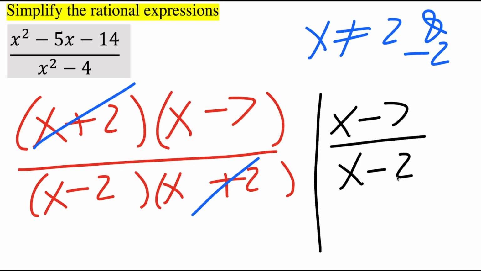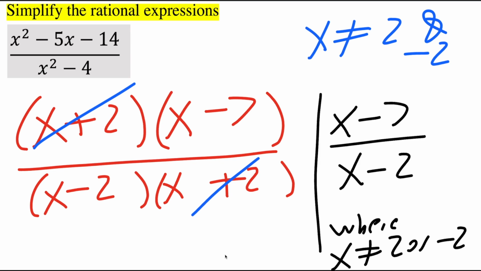And then we have to state the restriction, where x does not equal 2 or negative 2, because we can't divide by 0. So in this case, if you have a 2, then you'd be dividing by 0. You can't do that. And in the case of negative 2, if you put it back into the original equation, negative 2 squared gives you 4, and 4 minus 4 is 0. So you'd still be dividing by 0. So that would be our restriction. And so this right here is our final answer.